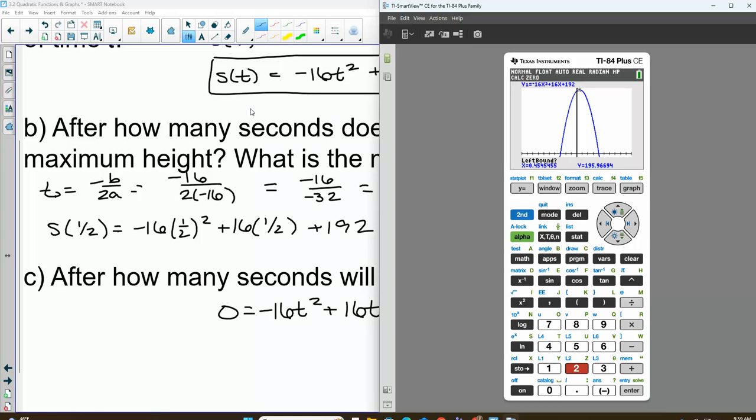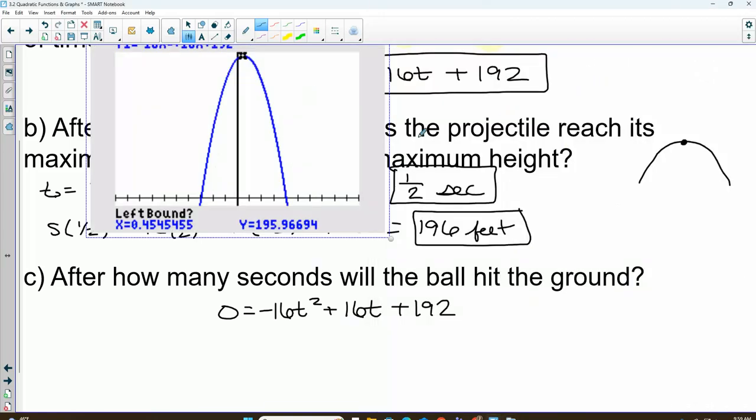A 0 is another way of saying when it hits the x-axis, right? When my height is 0. These are the 2 places where it hits the x-axis, right? But keep in mind, your x represents time. This one is negative. Can time be negative? No. So I'm trying to find this point.